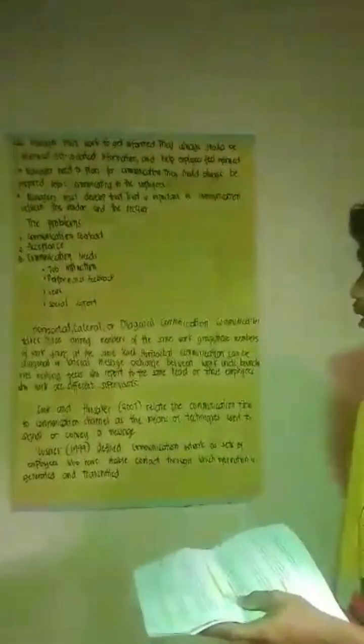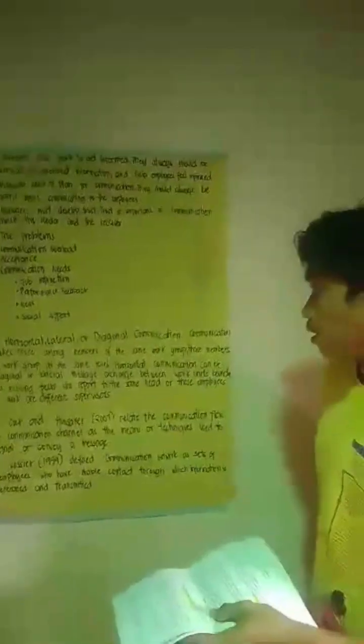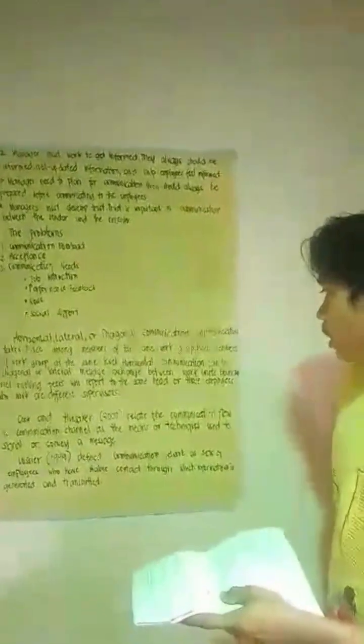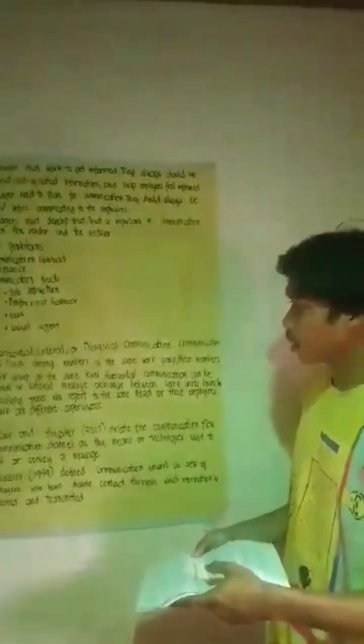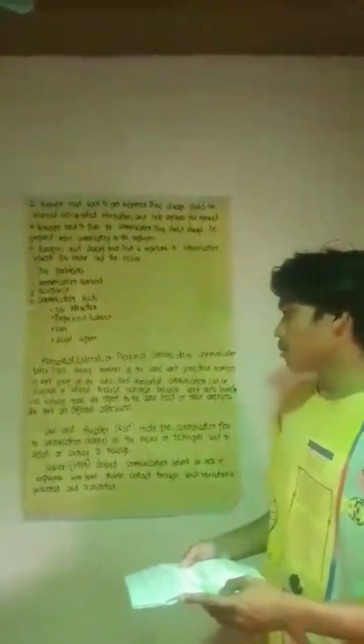So, we stop in the horizontal, lateral, and diagonal communication. Communication takes place among members of the same work group, those members of a work group at the same level. Horizontal communication can be diagonal or lateral message exchange between work units, involving peers who report to the same head or those employees who work under different supervisors.